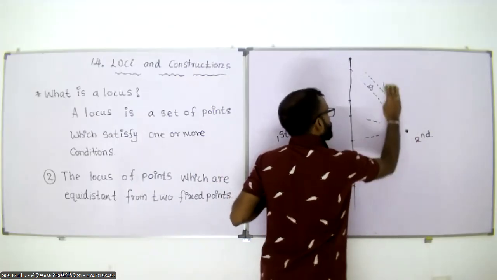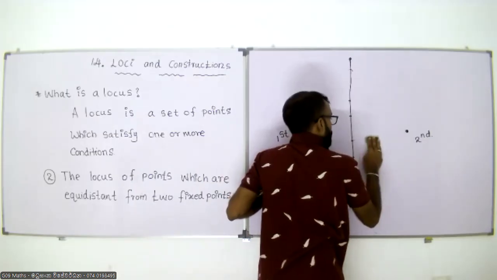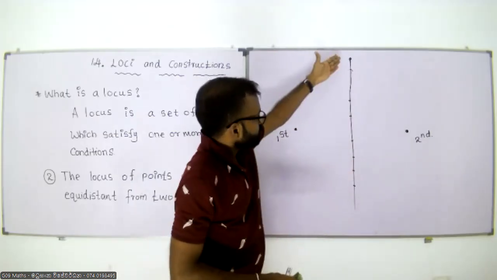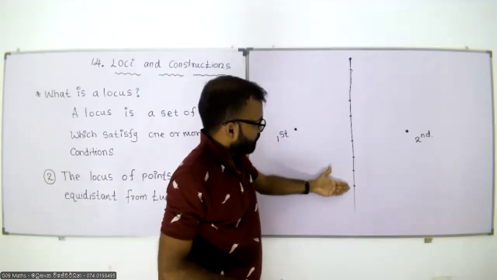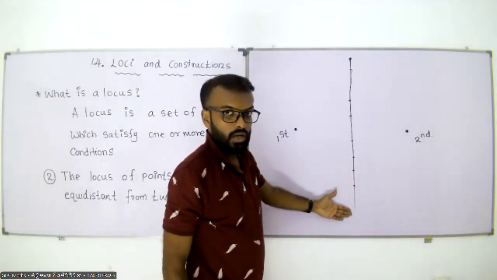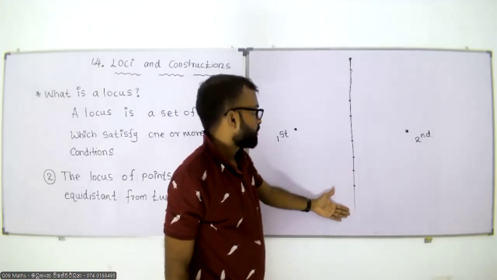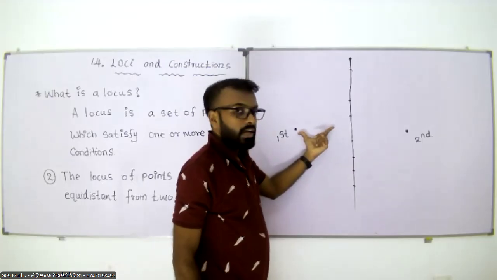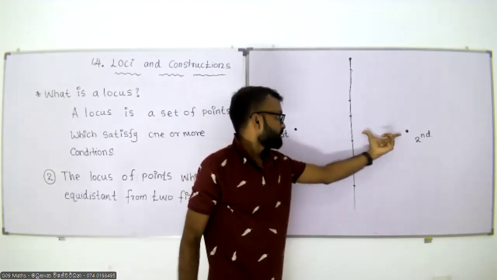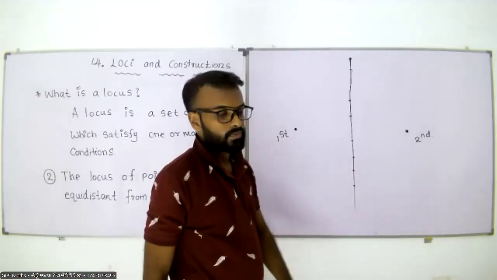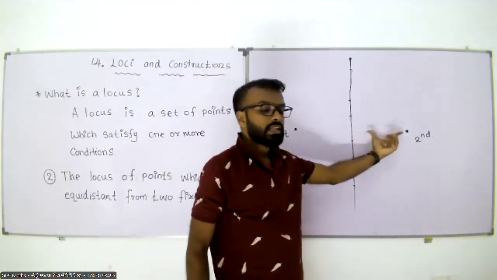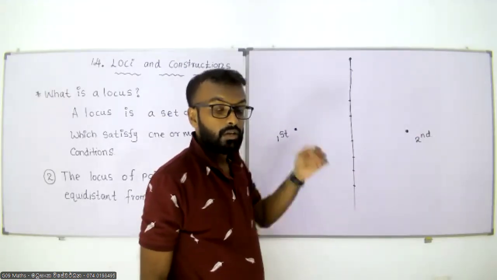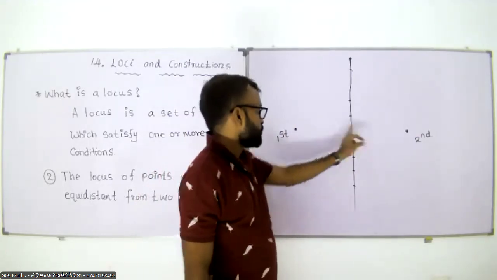I will ask you now what this should be. This is a straight, vertical line, right? And it divides this length and this length into two equal parts. So that is the perpendicular bisector of these two points, right?